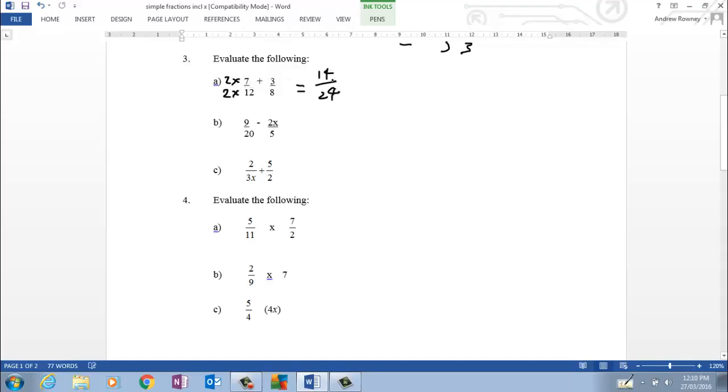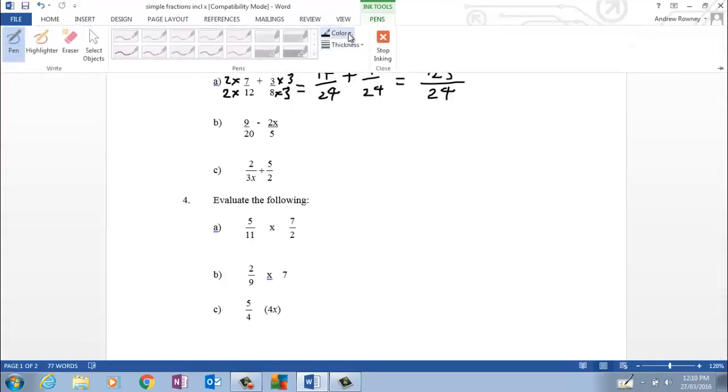divided by 24. Now if we look at the other one, we have to get that to 24 as well, but have to times 8 by 3, and we have to times the 3 by 3. So that's plus 9 on 24. Now that we have the same denominator, you don't change the denominator, but you do add the tops. 14 plus 9 is 23. So that's our answer when we add those two fractions together.